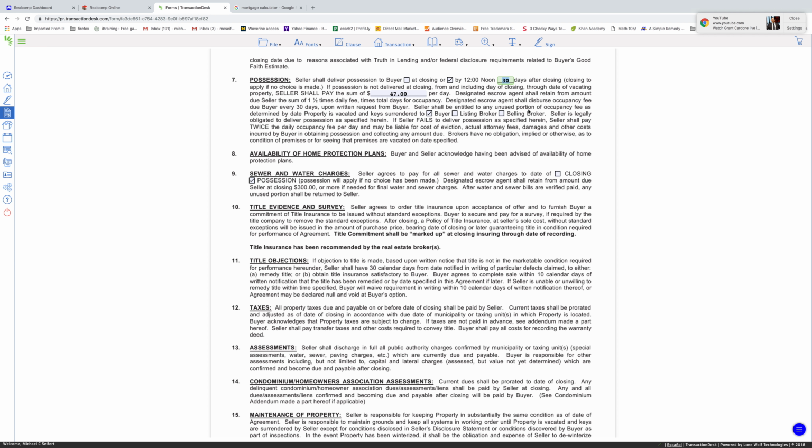So if the seller stays in the home only 15 days after closing, they're going to owe 47 times 15, which is about $700 to the buyer for that. And then they'll pay their mortgage. So it's called rent, and it's per day. That's very important, especially for agents, to calculate the correct amount of money per day.